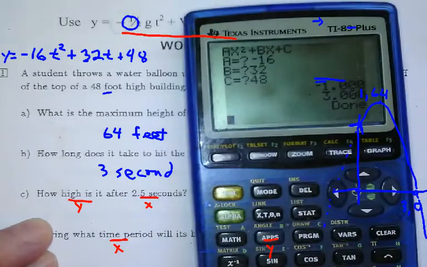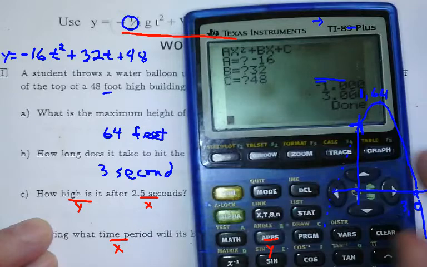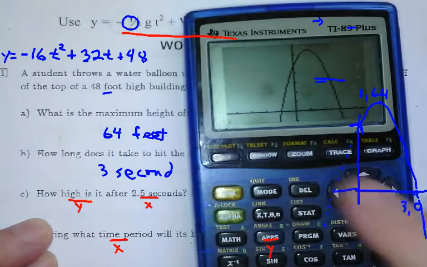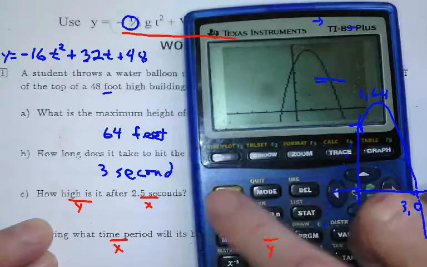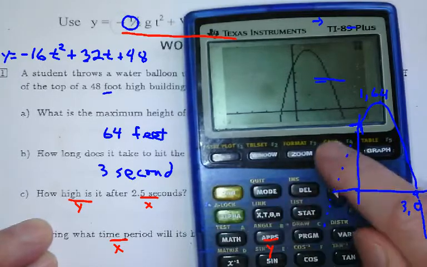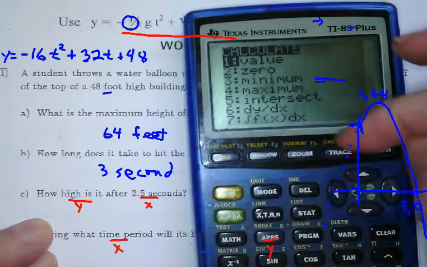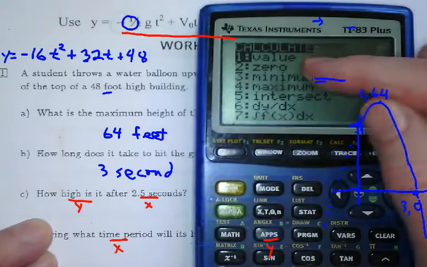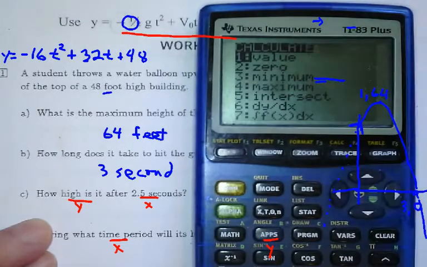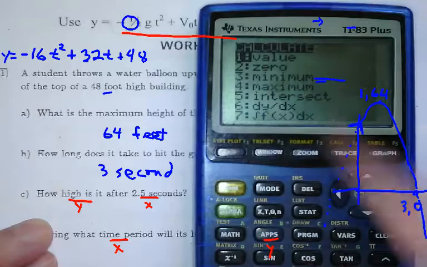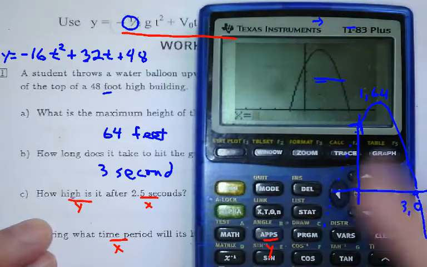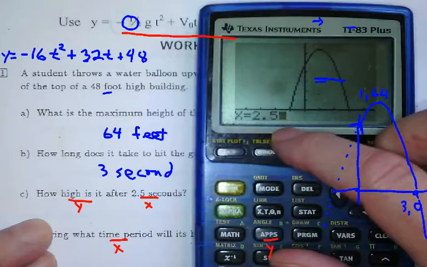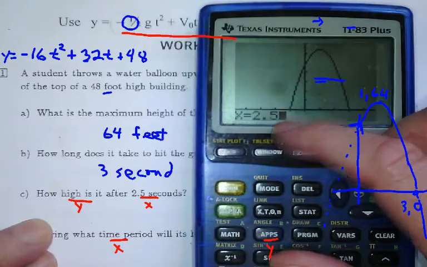Or I can use my calculator, which I want to do. So I'm going to hit my graph button again. There it is. And then I'm going to go to the second calculate, just showing you this menu right here. Today, this whole thing is about the calculate menu. So I want to know the value. That's what I'm interested in. Number 1. So I'm going to hit number 1. If I put 2.5 there, that's going to tell me where it is after 2.5 seconds.